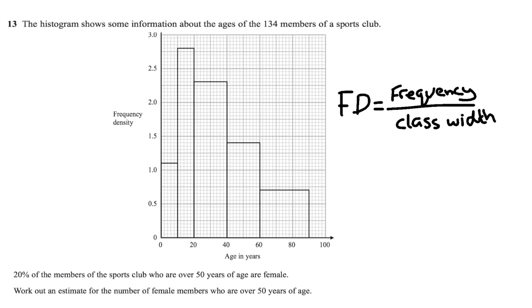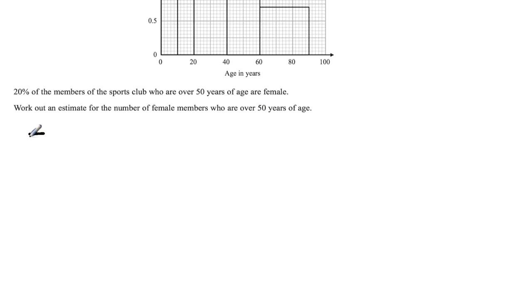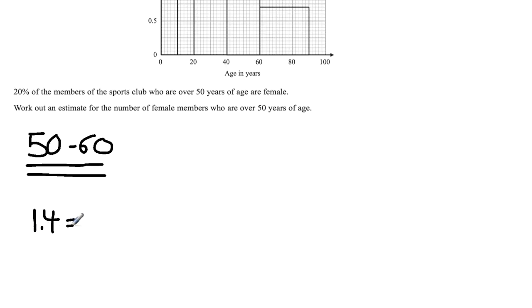All I'm going to do now is substitute those values into the equation and make frequency the subject. So 50 to 60, the frequency density is 1.4 equals frequency over the class width, which is 10. I'm now going to make frequency the subject by multiplying both sides by 10. So we should have 14 is equal to the frequency.